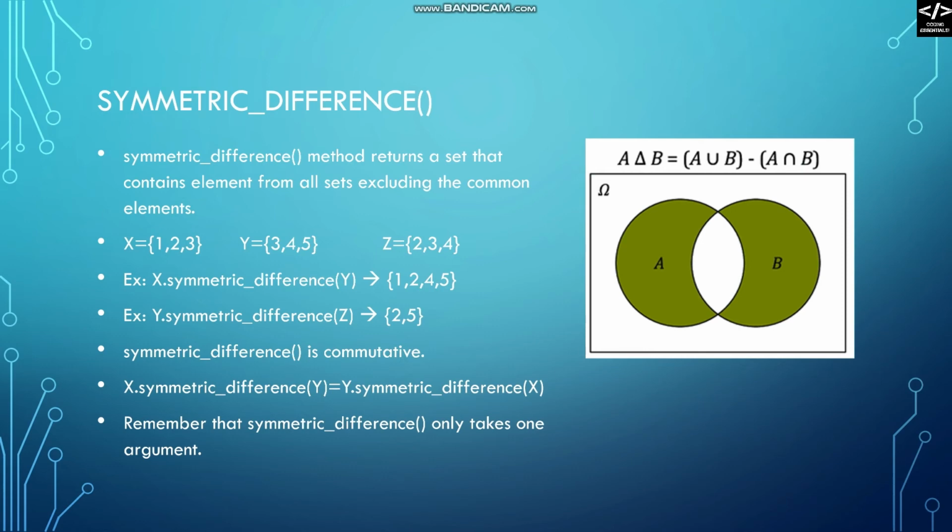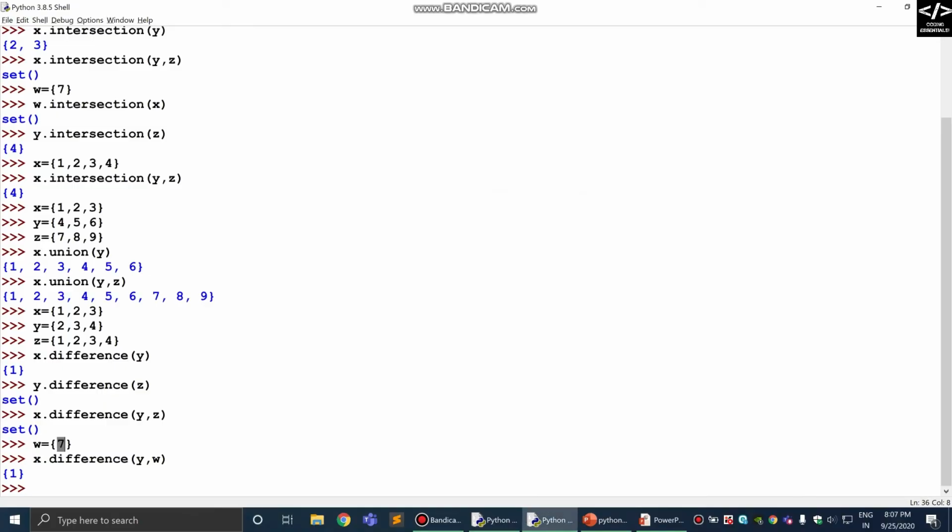X equals 1, 2, 3, Y equals 3, 4, 5, and Z equals 2, 3, 4. Symmetric difference of X with Y would be 1, 2, 4 and 5, because the common element is only 3 over here. Symmetric difference of Y to Z would be 2 and 5, because the common elements are 3 and 4 over here. Let me show you in the shell.